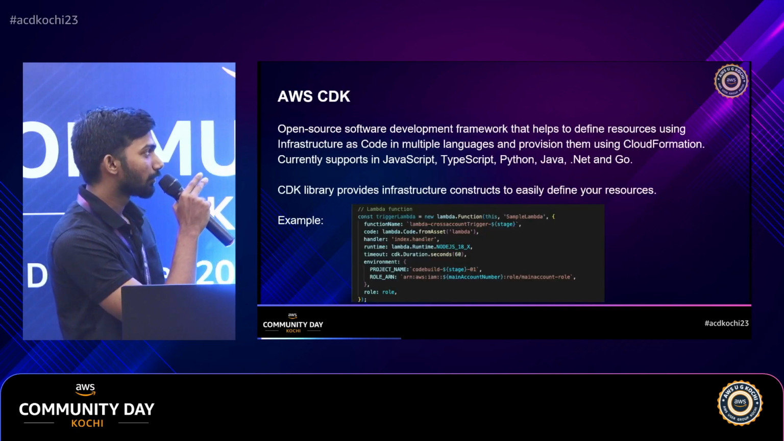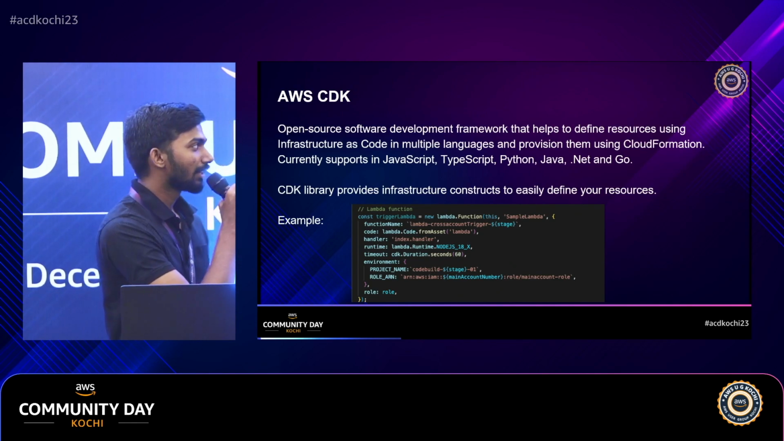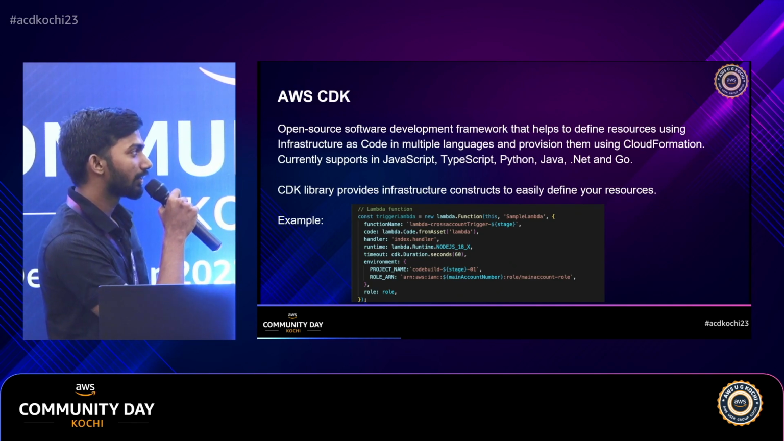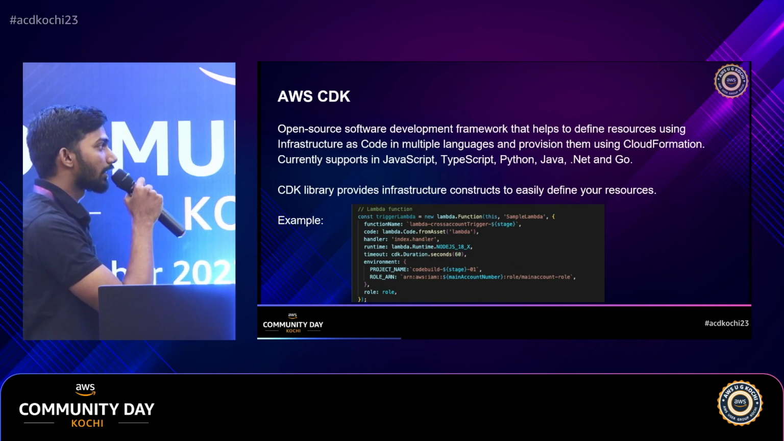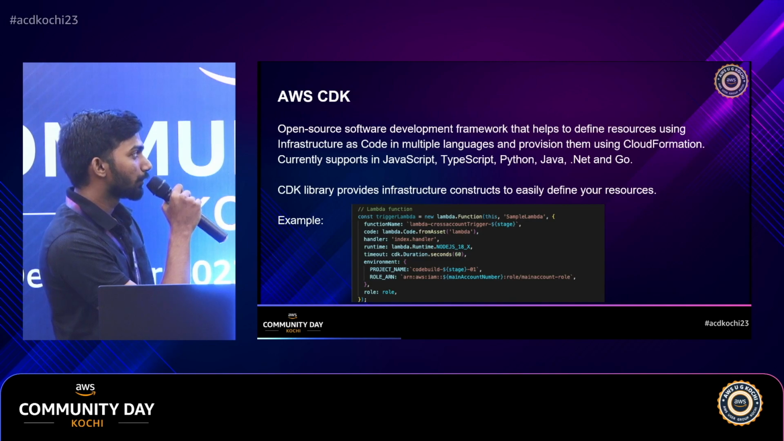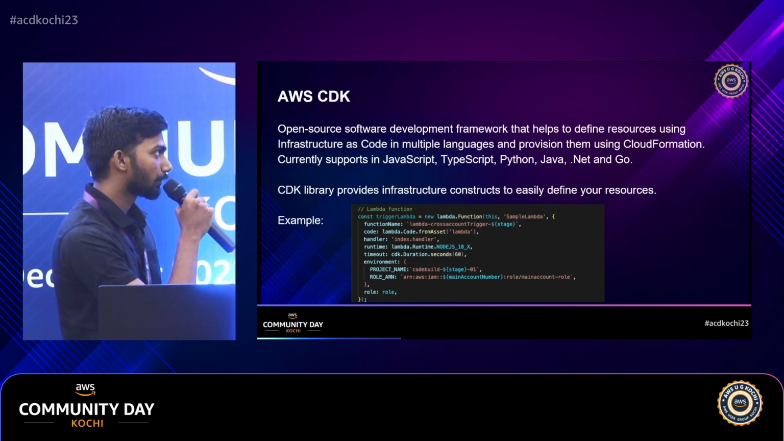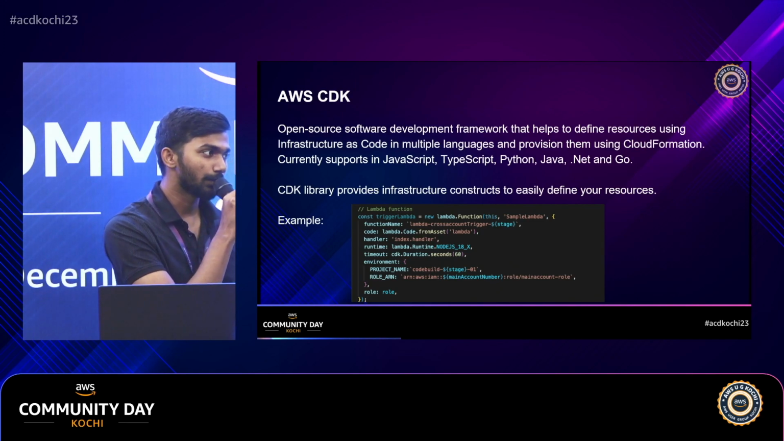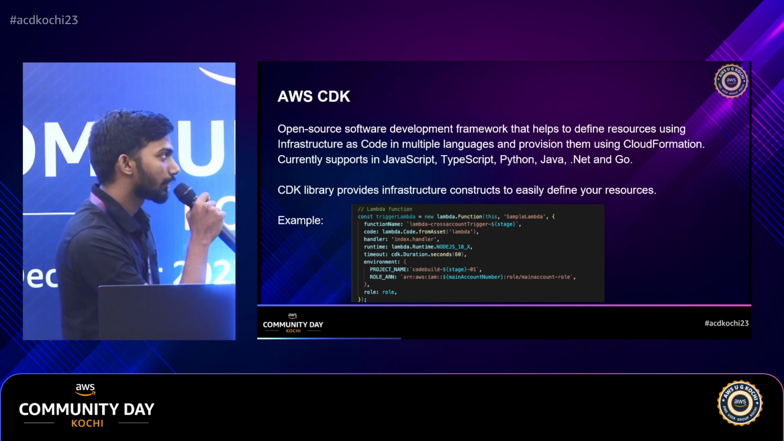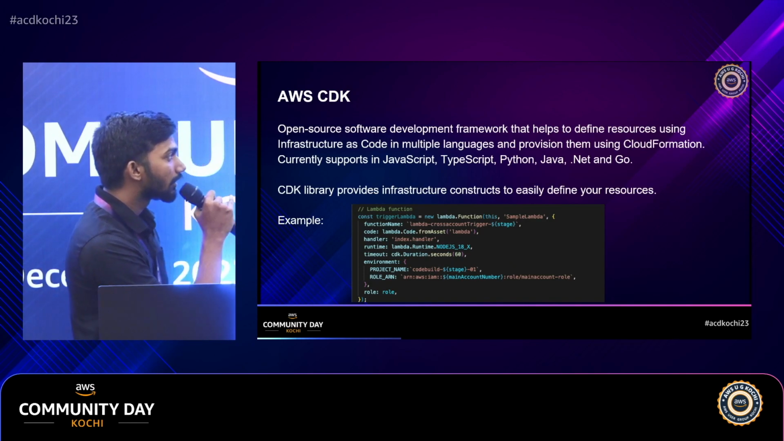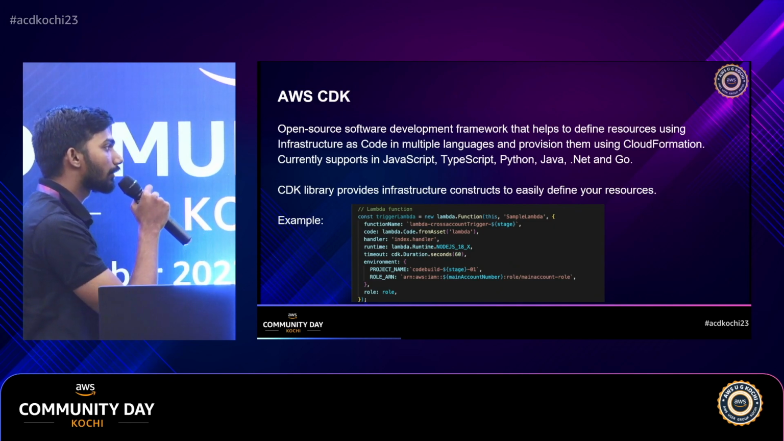Next, I saw only one of you knowing about CDK. So CDK is yet another infrastructure as code tool. It's supported by the AWS team. It's an open source software development framework that helps you define resources using infrastructure as code in multiple languages. It's not limited; for example, Terraform is written only in HashiCorp language. Instead of that, with CDK you can use JavaScript, TypeScript, Python, Java, .NET, and Go.